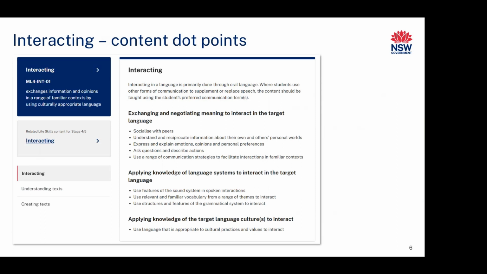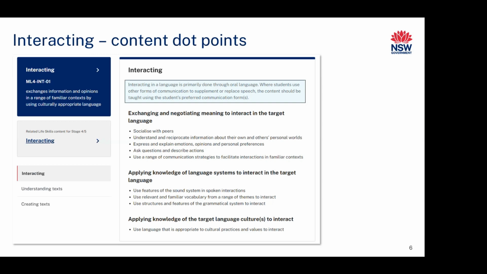Each focus area has its own stage-based outcomes and content. Here you can see the outcome and content for Stage 4 interacting. For all outcomes, the content is considered essential learning for students to meet that outcome. You can vary the amount of time you spend and depth you provide on each, depending on the needs of your students. As you can see, interacting is primarily through oral language.